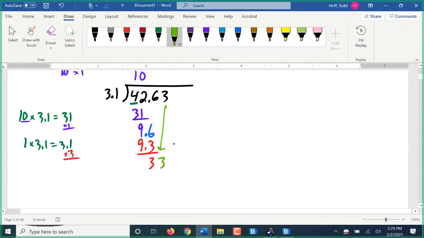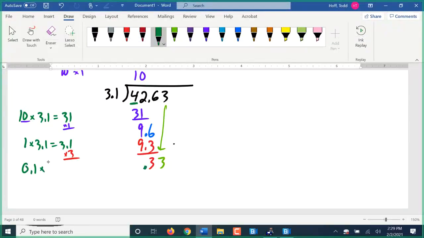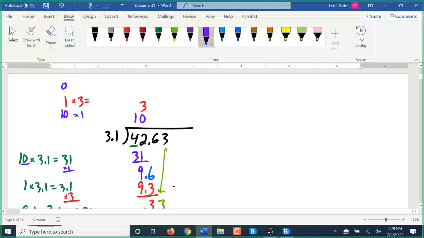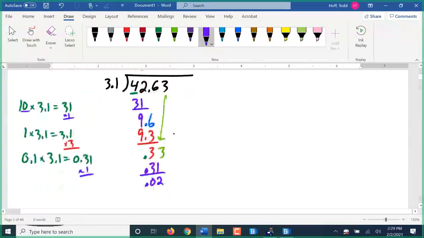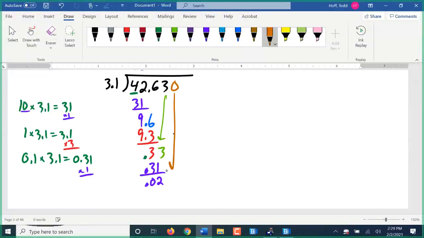And now I've moved on to the 10th place. 0.1, the decimal point here, of course, is still there. 0.1 times 3.1 is 0.31. I can subtract that from what's here once, leaving me 0.02. So that was 0.1 times 1 is 0.1. I can keep adding zeros if I want to. As long as I'm after the decimal point, I can add zeros at the end of the number. I can bring down that 0.